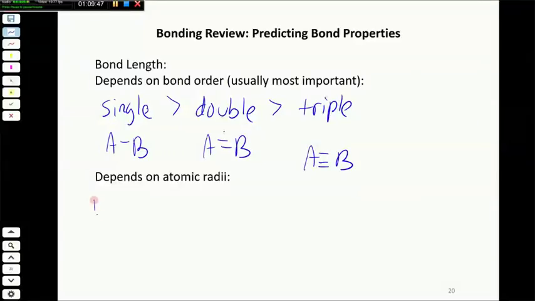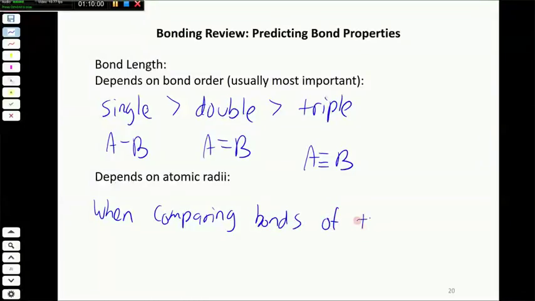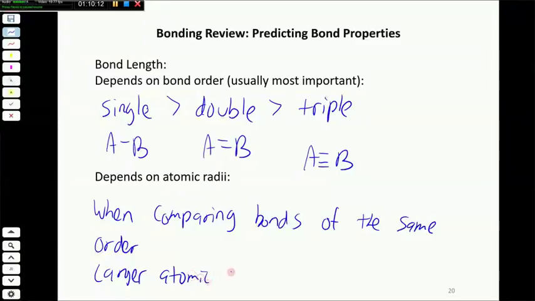So if we're comparing two bonds that have the same bond order, so 2 single bonds or 2 double bonds or 2 triple bonds, then we have to think about the atomic radii of the atoms that are involved in that bond. So we compare atomic radii when we have bond orders that are the same. And essentially, if you have larger atomic radii, that's going to result in a longer bond. And that I hope makes intuitive sense to us.